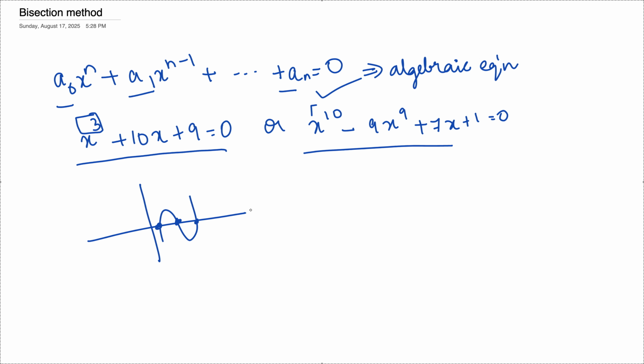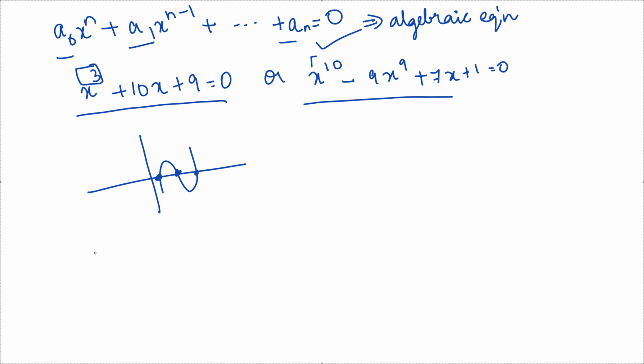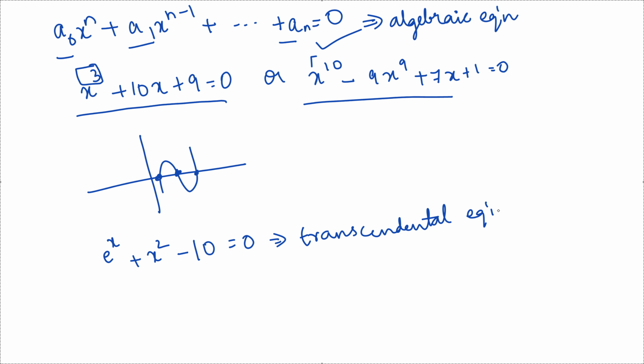Now what about equations which are, let's say, like this: e power x plus x square minus 10 equal to 0. What do we call these equations? These equations are called transcendental equations.